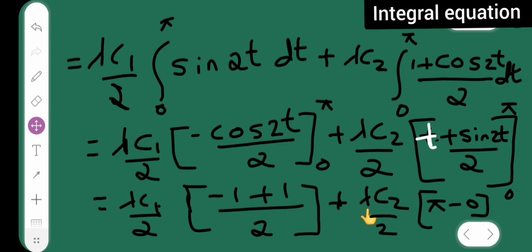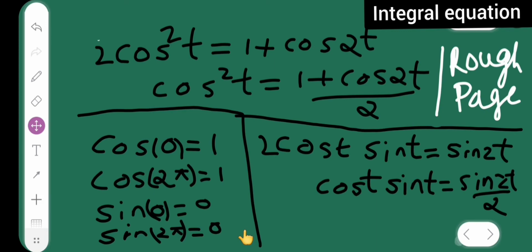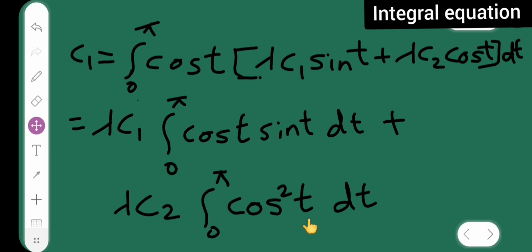So what is my c1? c1 is equal to lambda pi c2 upon 2. This part will remain because the other part is 0. Now this implies c1, if I take this term to this side, it becomes c1 minus lambda pi c2 upon 2 is equal to 0, and you take it as equation 4. Then similarly you will be using 3. First we have done it using 2, now we will use this equation.